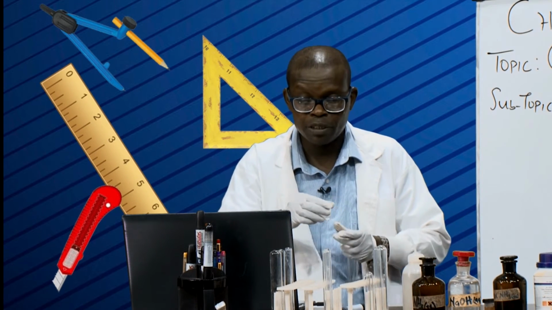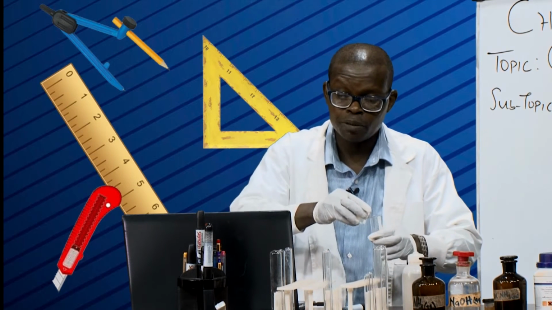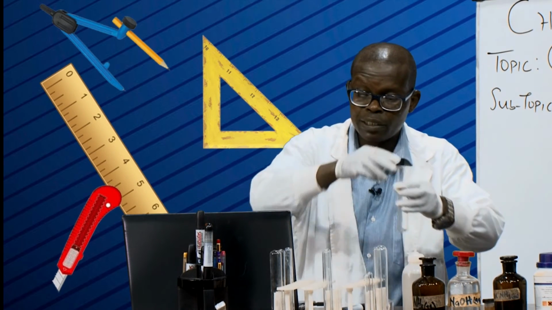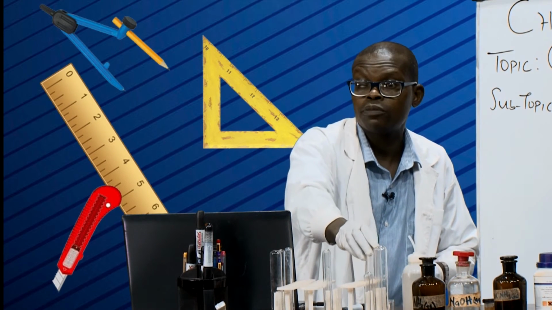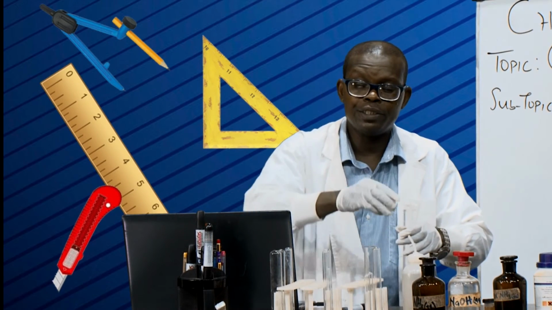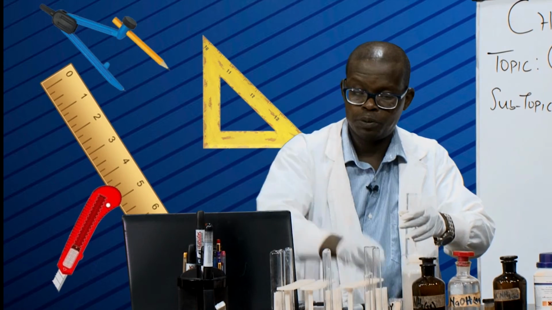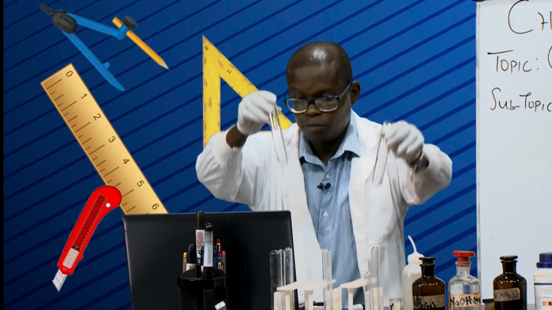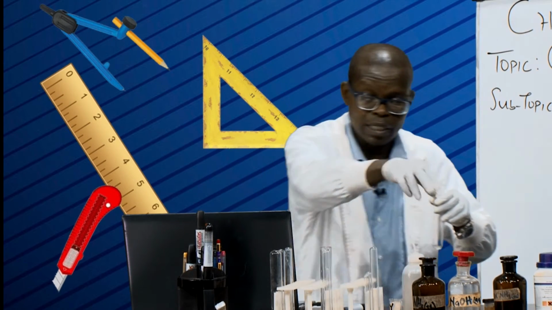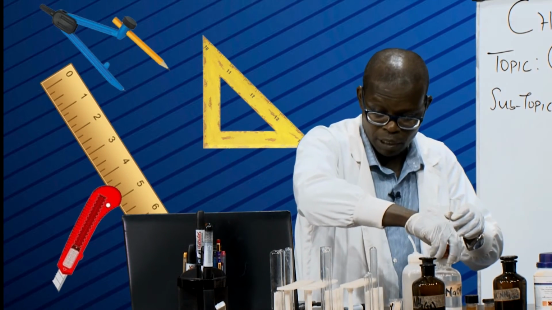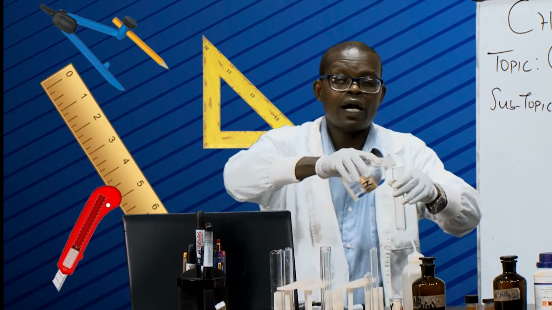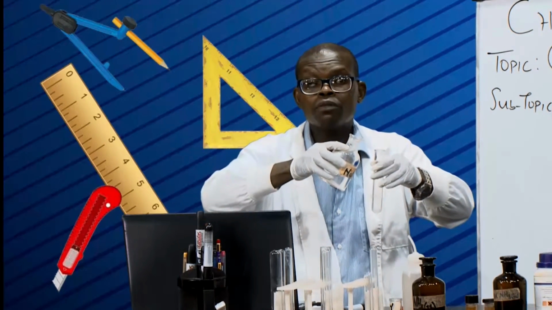Now, we are going to carry out the experiment. What we are going to do now is to divide this into two portions. Let's take this as the first portion. Then, let's take this as the second portion, the two portions. So we are going to add sodium hydroxide solution to the first portion and see what we are going to see. Sodium hydroxide solution added in drops first.